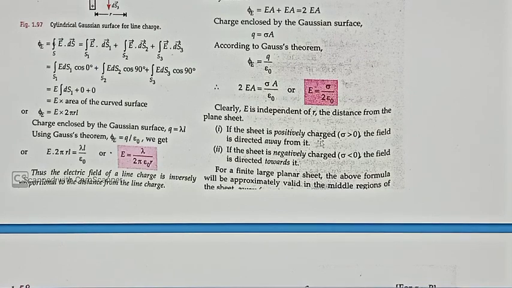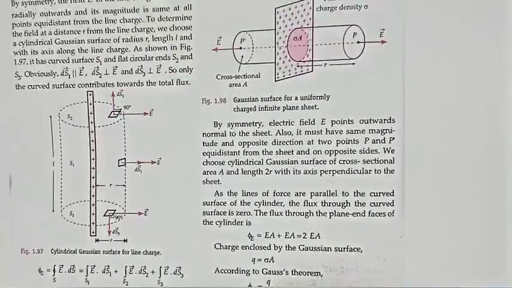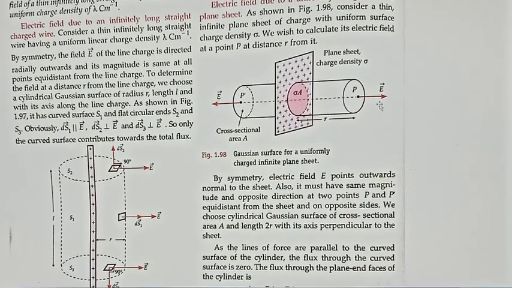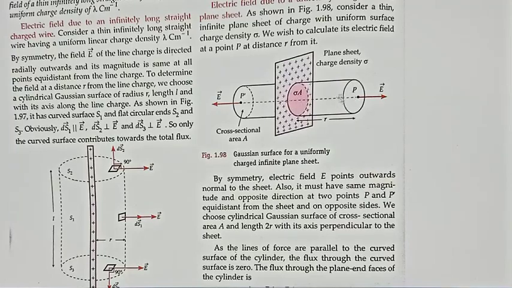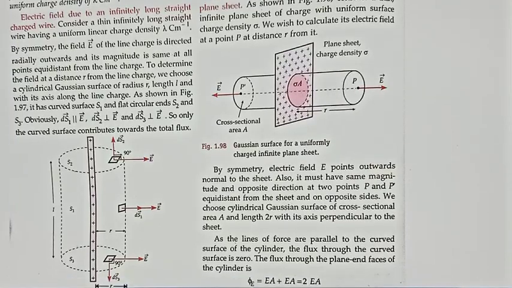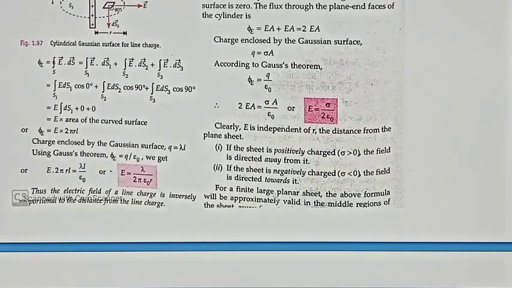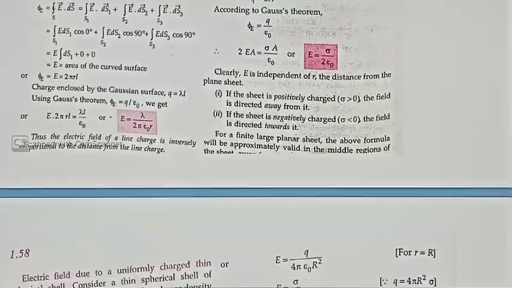Now we have considered a plane sheet which is positively charged. For a positively charged plane sheet, the field is directed away from it, as you can see in the diagram. But if you consider it to be negatively charged, the field line has to come like this. It has to be normal to the surface and come towards the surface. So if the sheet is negatively charged, sigma less than 0, the field is directed towards the plane sheet.